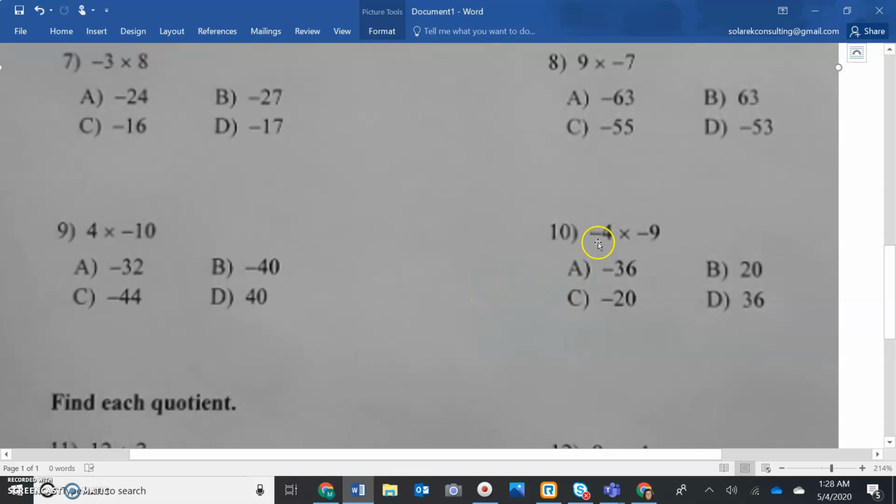Now we have a switch. We don't have a negative times a positive. There's no positives. They're both negative. So this is a totally new one. Negative times negative is equal to positive. So this is our first time that our answer is going to be positive. So A and C are wrong. It has to be B or D. 4 times 9 is 36. Put your letter down.